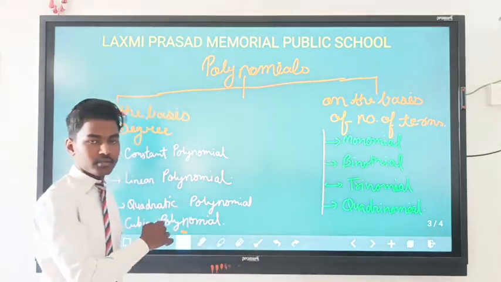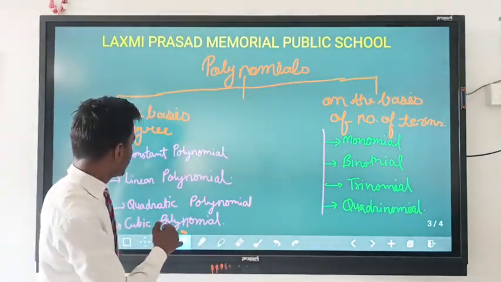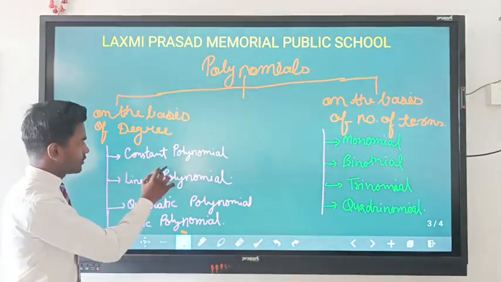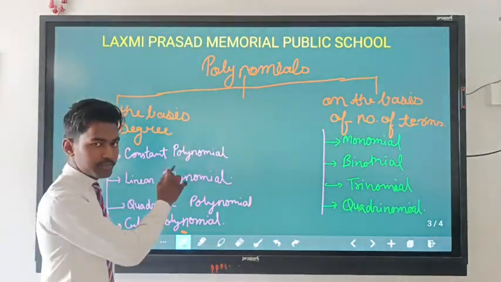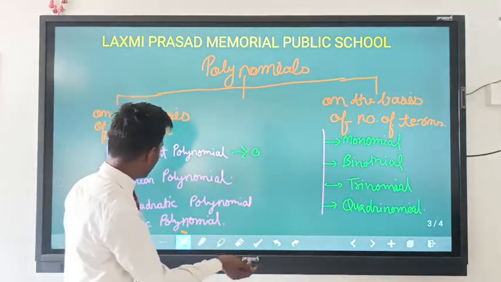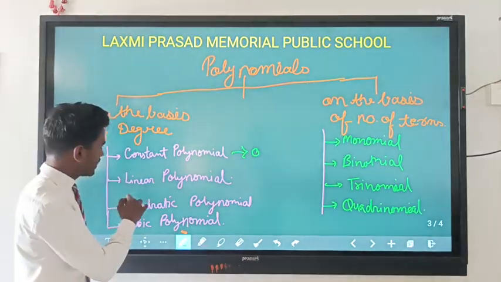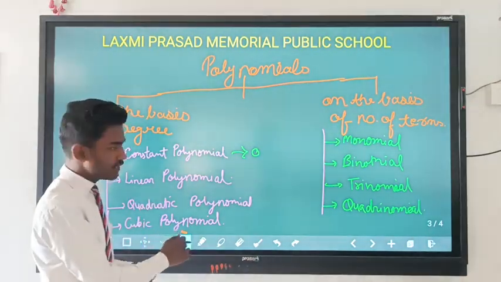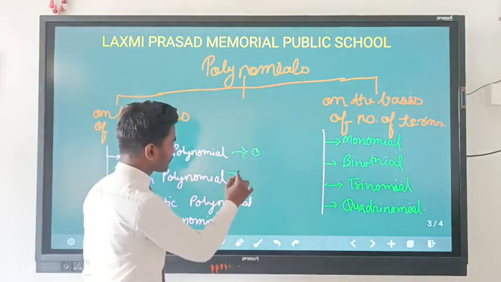On the basis of degree, we can classify polynomials into four types, that is constant polynomial. A constant polynomial is a polynomial in which the degree is 0. Now if we talk about the linear polynomial, then a linear polynomial is a polynomial in which the degree is 1.